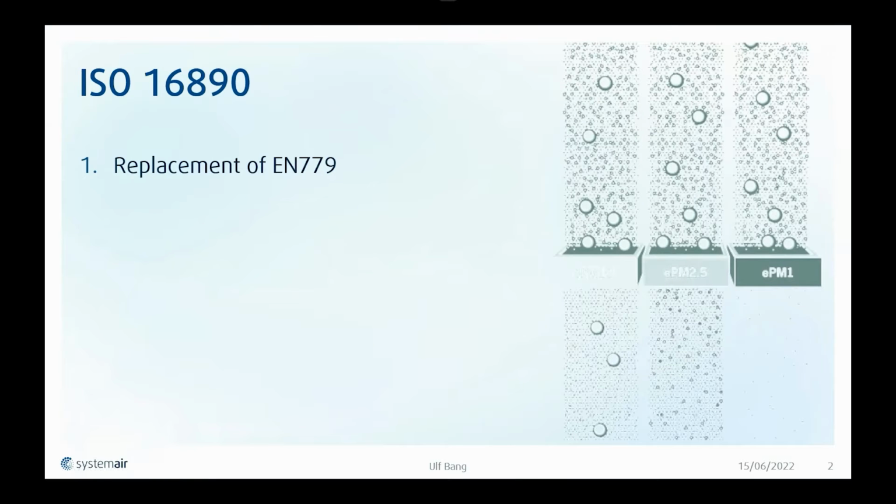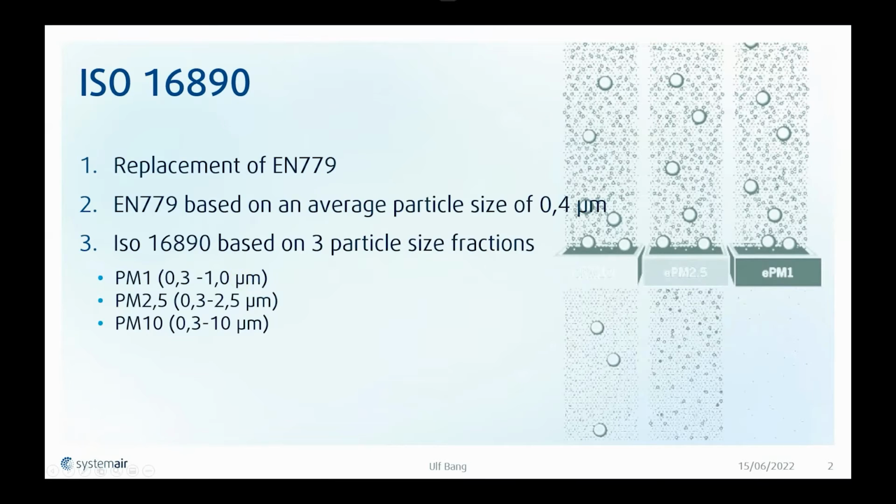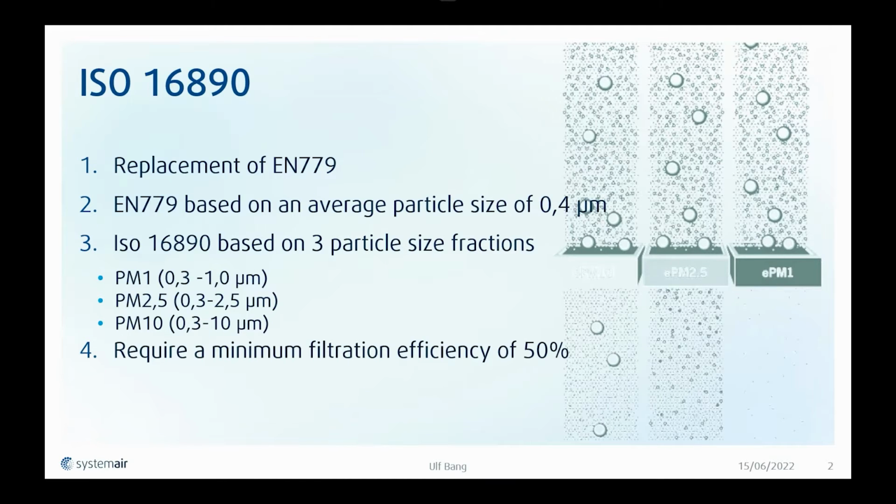ISO 16890 replaces the old EN 779. EN 779 was only based on an average particle size of 0.4 micrometers, and the new ISO 16890 is based on 3 particle size fractions. We have ePM1, ePM2.5, and ePM10. It requires a minimum filtration efficiency of 50% to be classified within these 3 categories.